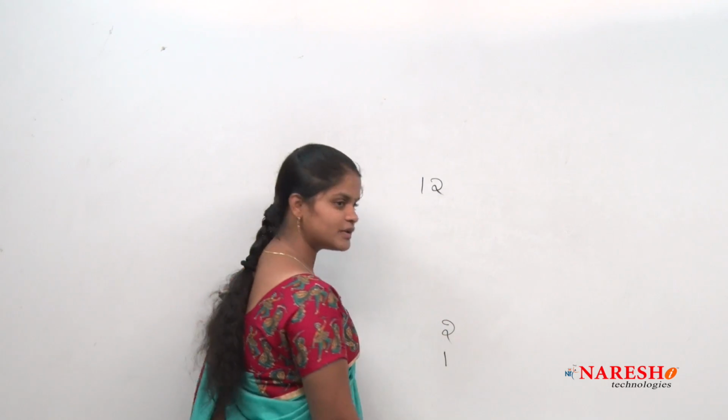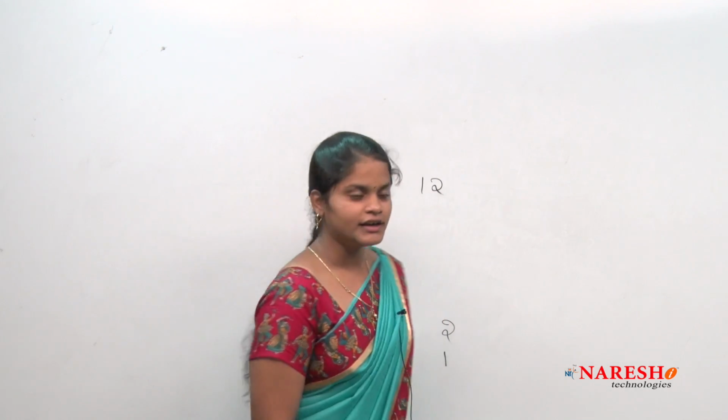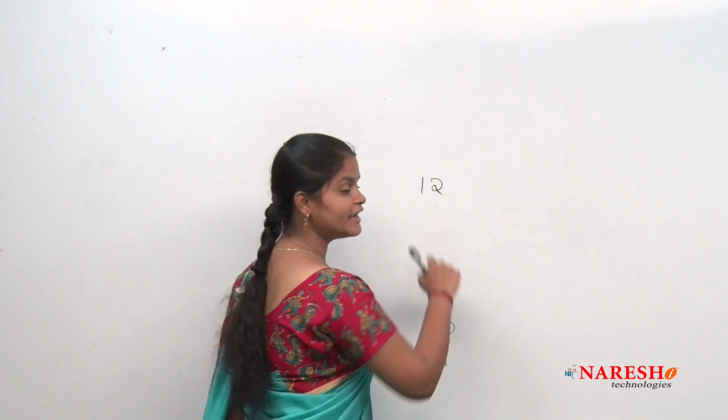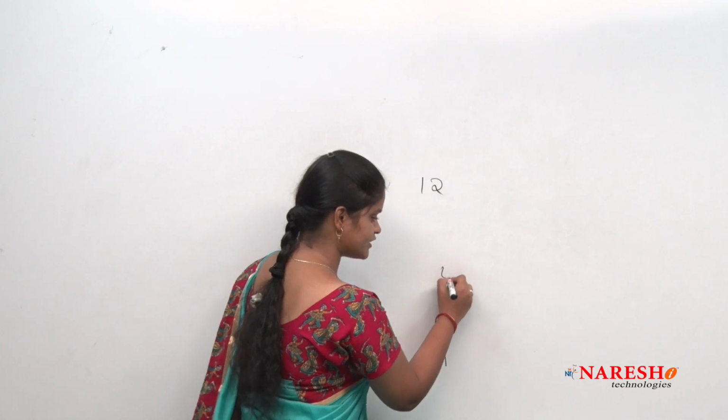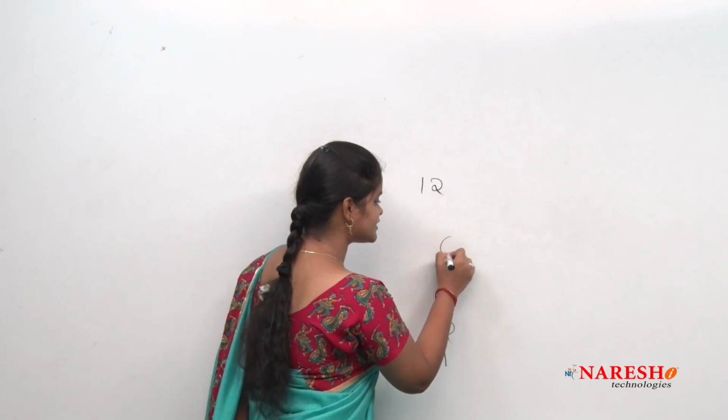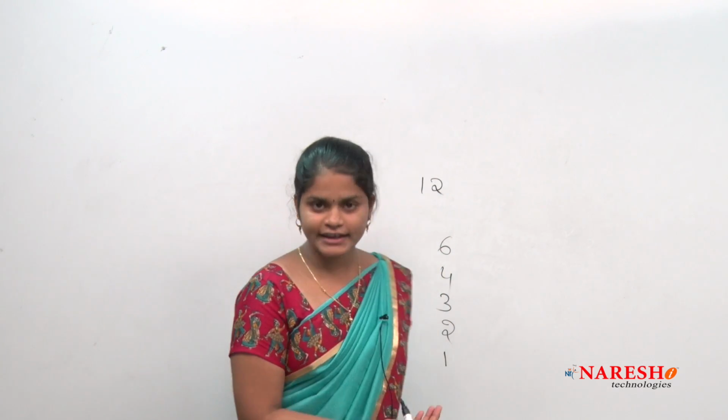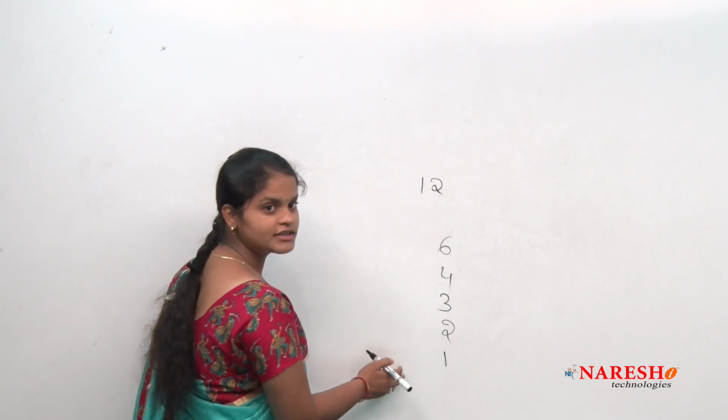Is 2 a factor of 12? If I divide 12 by 2, what is my remainder? 0. So 2 is said to be a factor of 12. And 3, yes, if I divide 12 by 3, my remainder is 0. So 3 is also a factor of 12. And 4 is also a factor of 12. And 6 is also a factor of 12, right? Can I take 5? If I divide 12 by 5, my remainder will be 2. A factor is a number which should give remainder as 0. So these are called factors of 12.